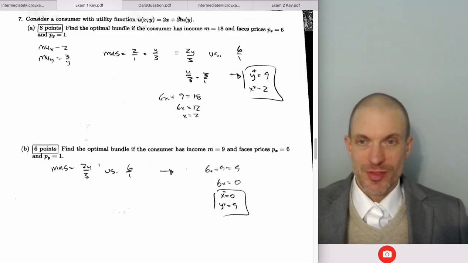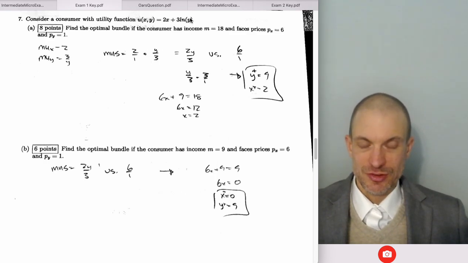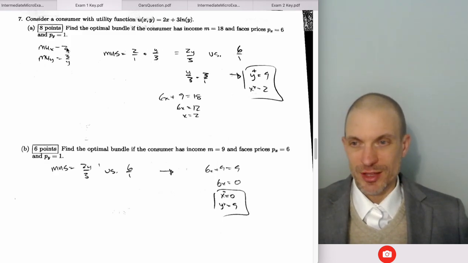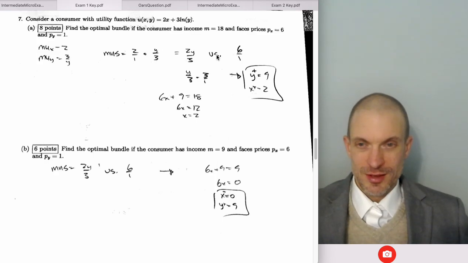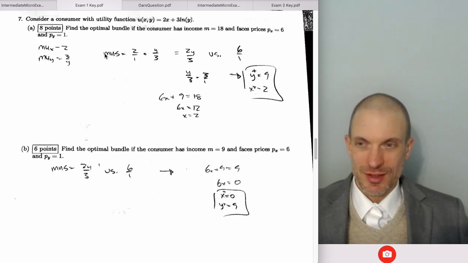The derivative of the natural log is 1 over whatever's here, multiplied by the derivative of this argument. The derivative of this is just 1, so it's going to be 1 times 1 over y, but we had this coefficient 3 here, so it's going to be 3 over y. 2 divided by 3 over y gives me my marginal rate of substitution, so that's 2y over 3.